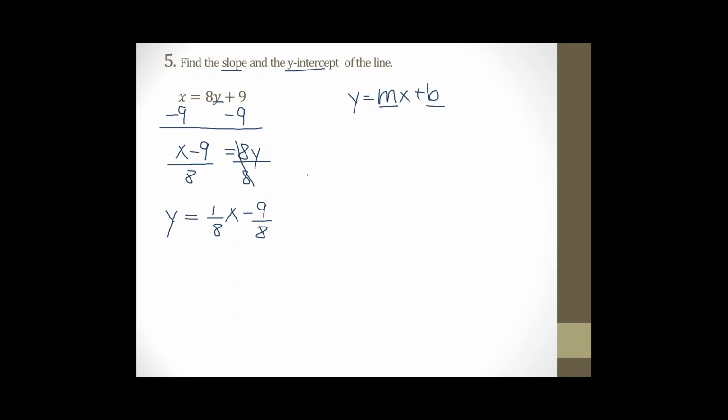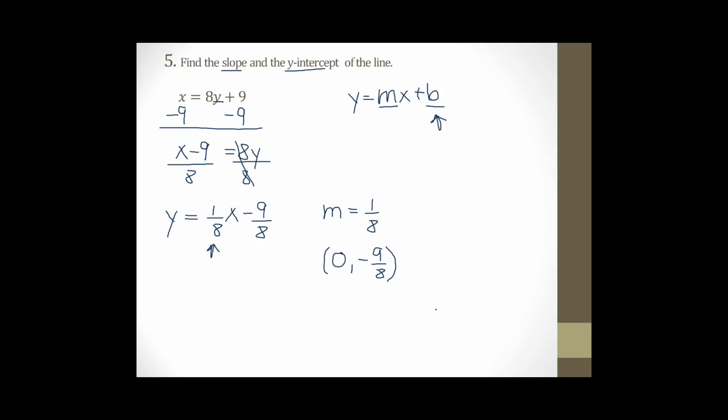Okay, so now my slope-intercept form tells me that the number in front of the x is my slope. So m equals 1/8 right here. And then my y-intercept would be a point. So I know my y-intercept always has the x value 0, and then my y value would be the b. So that is the very last number, -9 over 8. I found my slope and my y-intercept, and I am done.